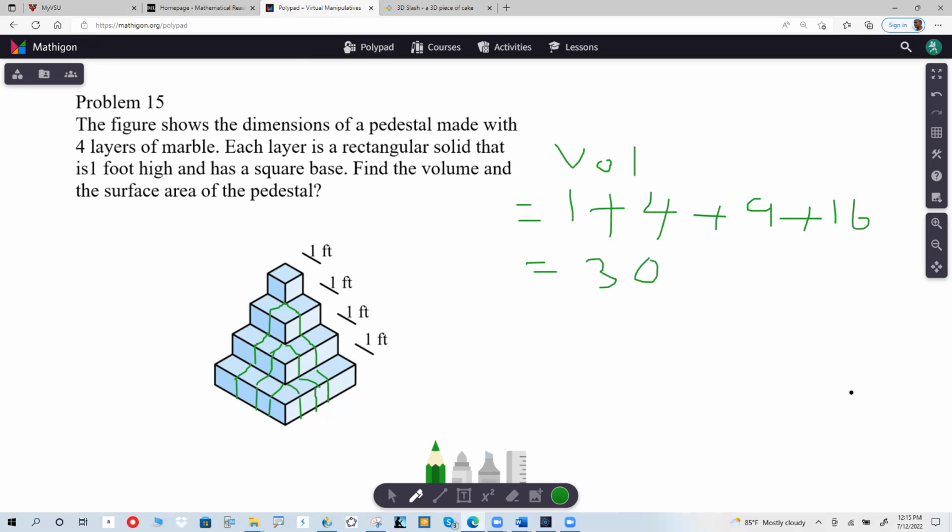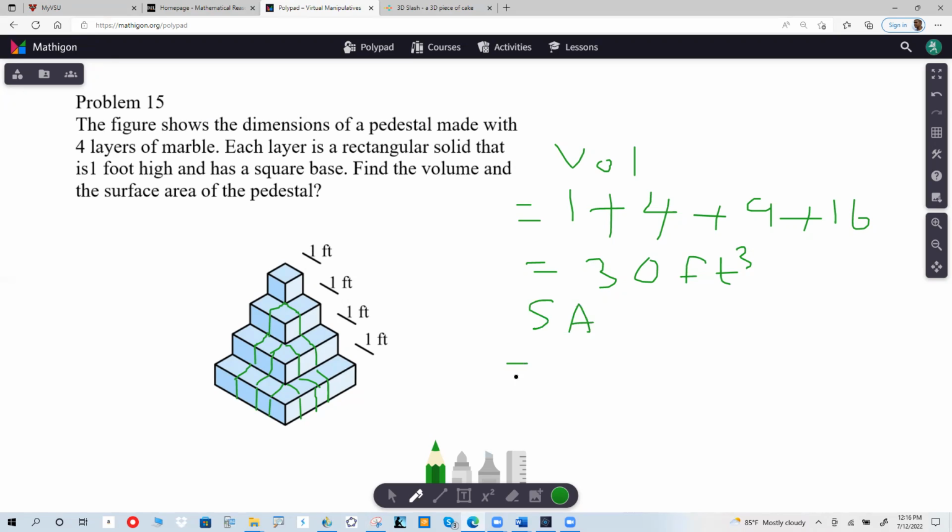I'm going to check it once again. 1, 4, 9, 16. 30, that sounds about right. And this is a question from our packet. I'm going to go check the answer, so don't worry too much. And you should say cubic feet or something like that. Now I'm going to find the surface area.